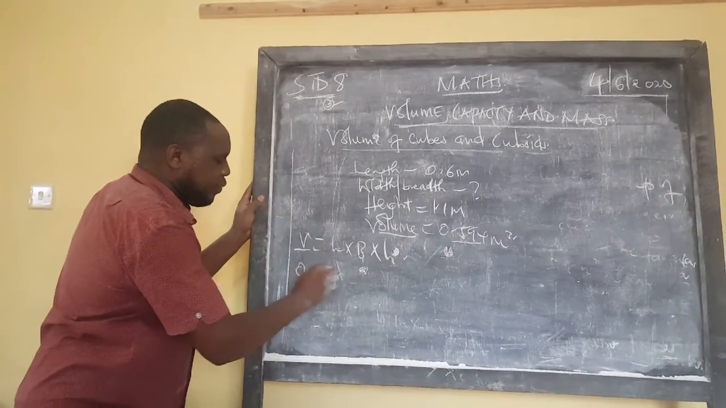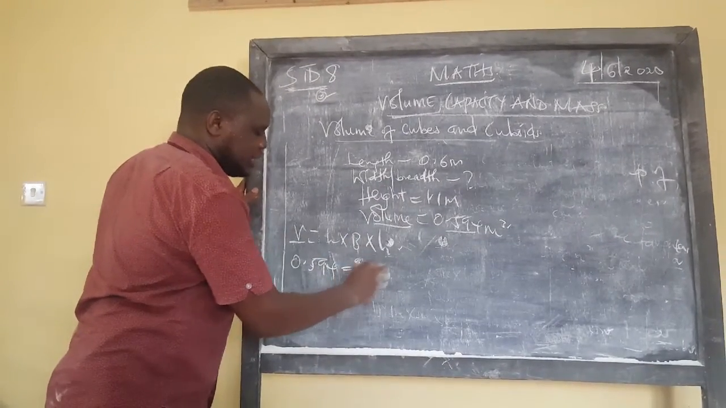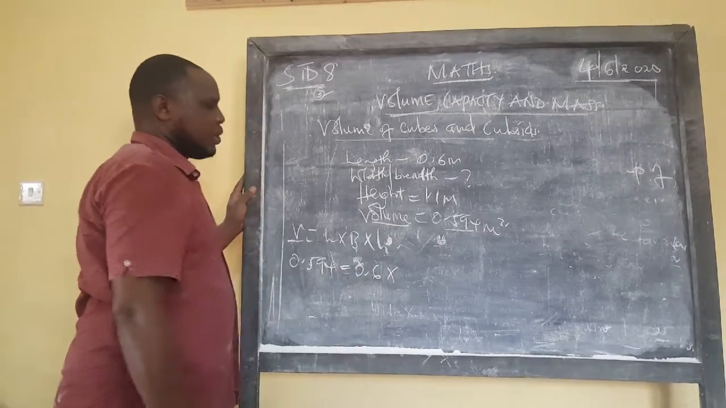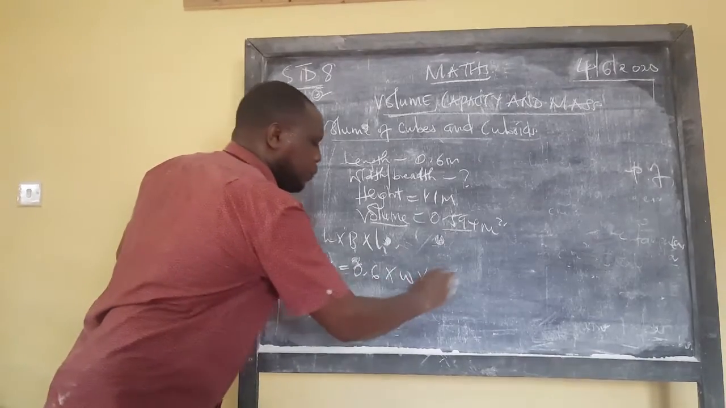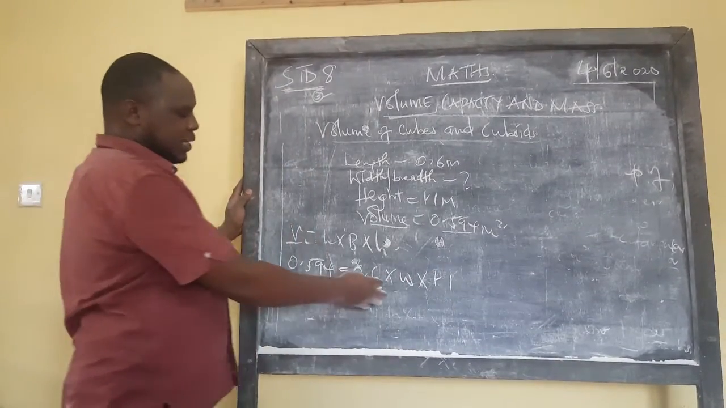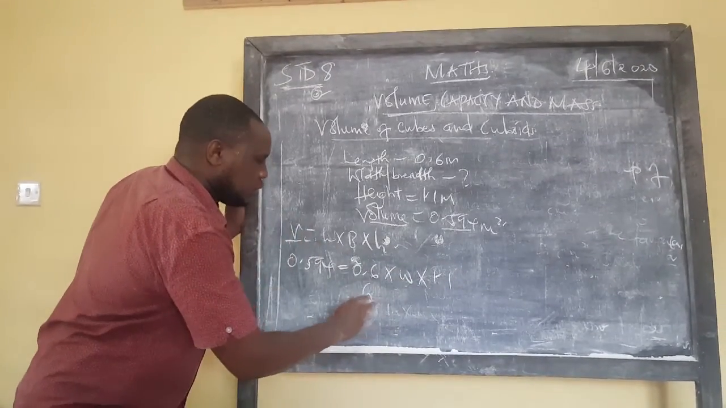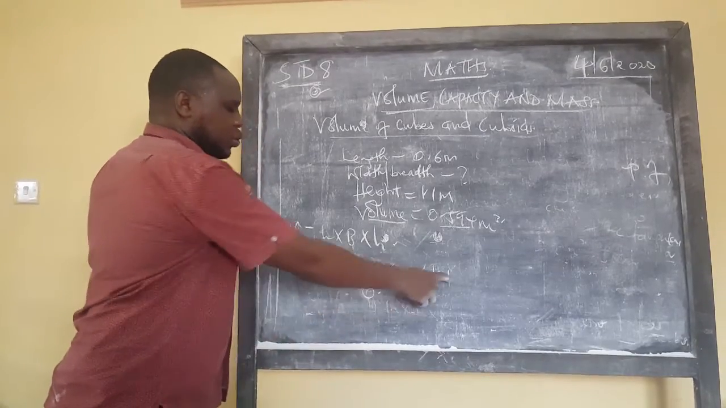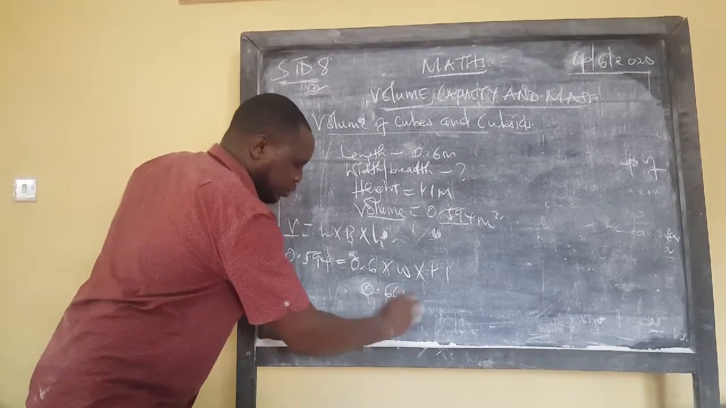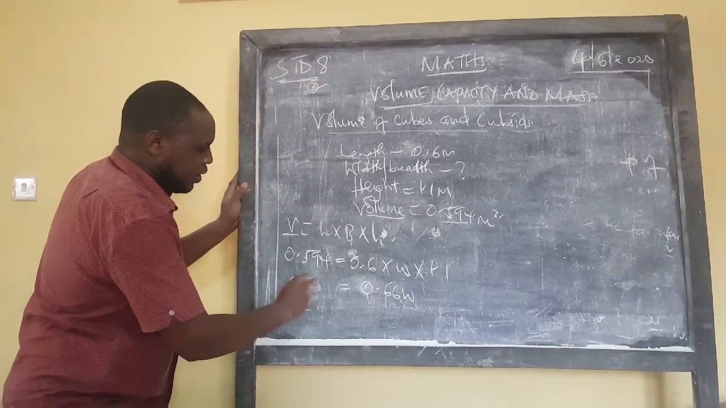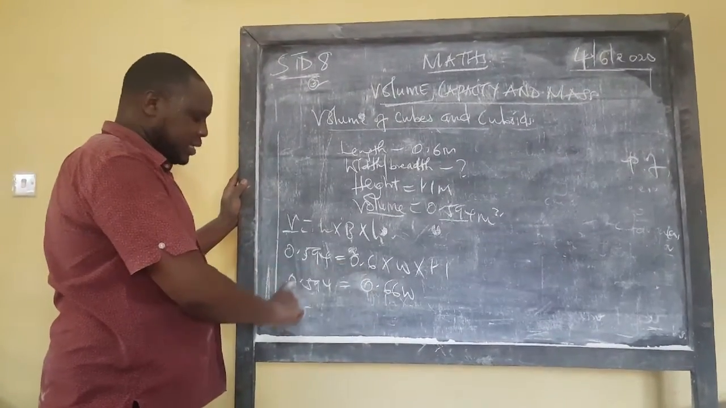So 0.594 is equivalent to, the length is given 0.6 meters times, the width is not given, so you can just write W, times the height is given 1.1. So that you multiply 0.6 times W times 1.1, that will give you 0. There are 2 decimal places, 1, 2. 0.66 W is equal to 0.594.